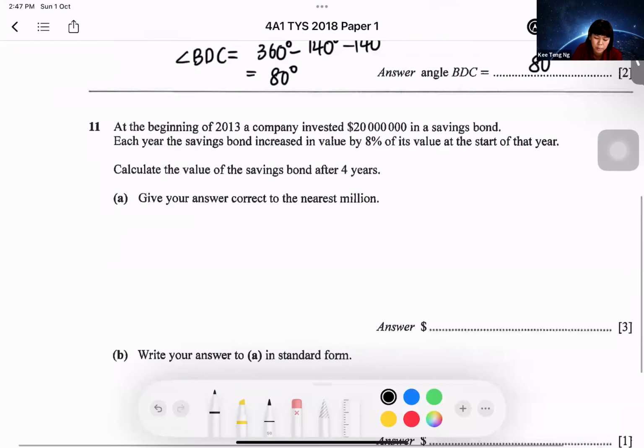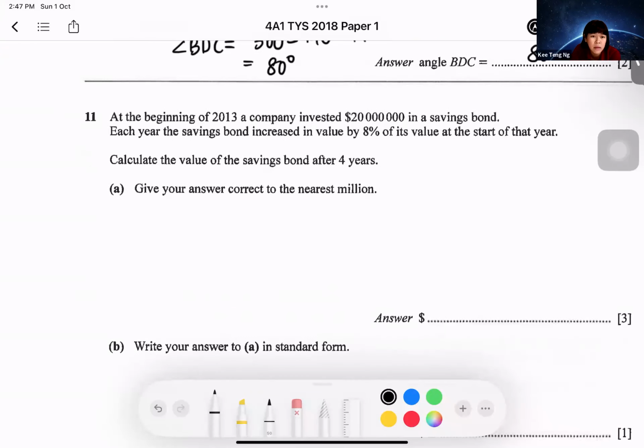Next question, question number 11. At the beginning of 2013, a company invested this amount. So this is the amount of money that we're going to have. Most likely it's either a simple interest, if not, it'll be a compound interest. Let's check. Each year, the saving bonds increase in value by 8% of its value at the start of the year. Oh no, I'm going to do this. This is actually a compound interest, but we have to do it year by year, and it's for 4 years.